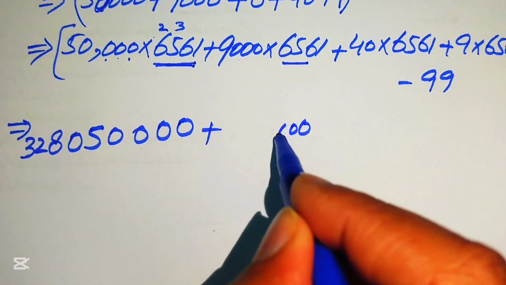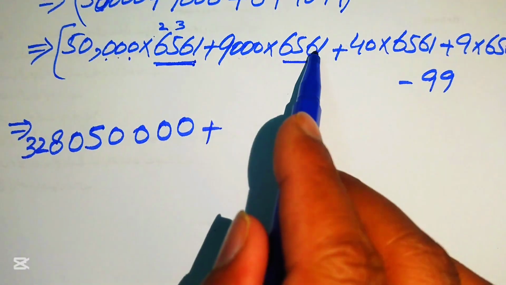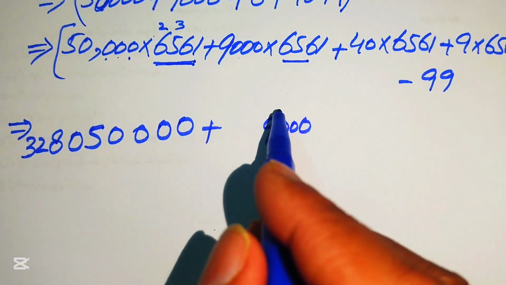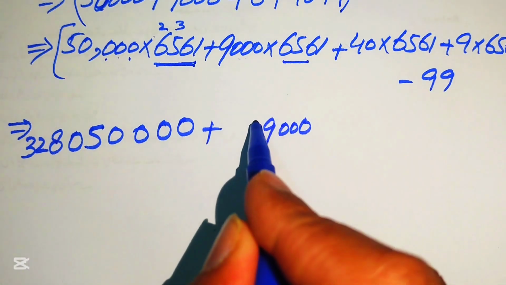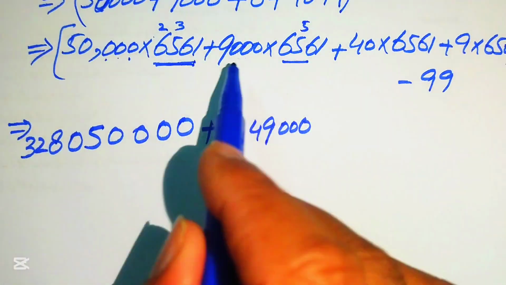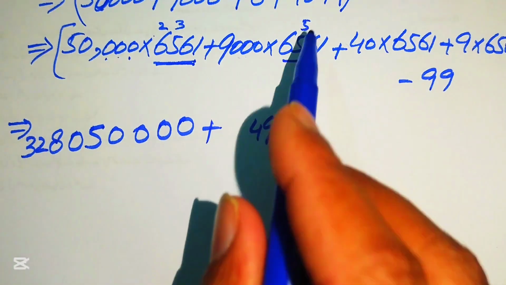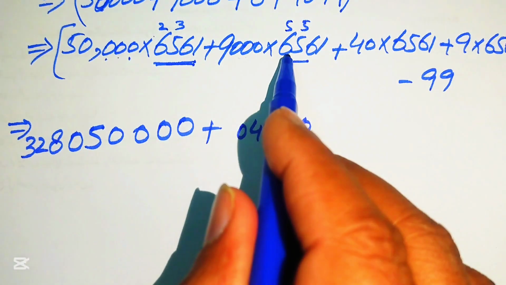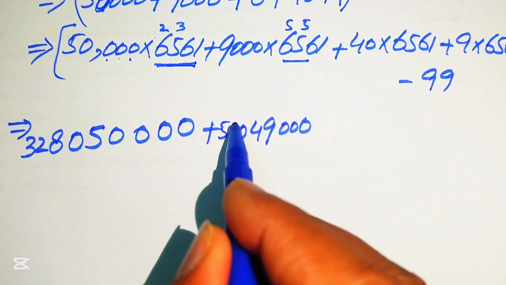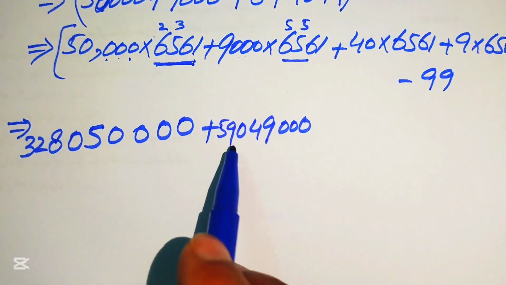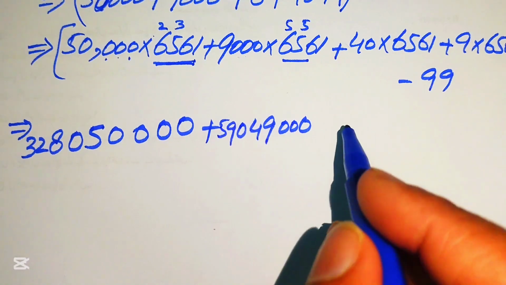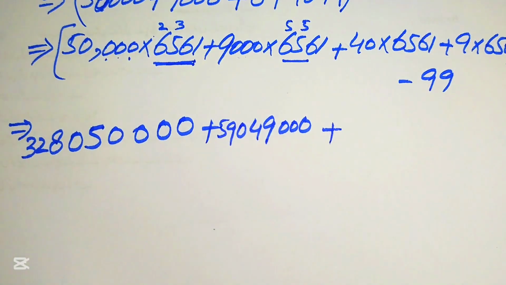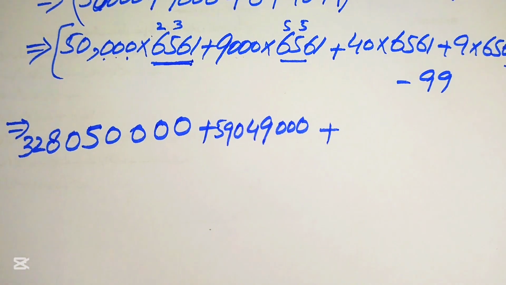And you get here these 3 zeros, and now we multiply 9. 9 ones are 9, 9 6s are 54, we write here 4 and carry 5, and 9 5s are 45, 45 plus 5 becomes 50, we write 0 and carry 5, 9 6s are 54 plus 5 becomes 59. So it will become 59049,000, and plus we multiply these two numbers here.